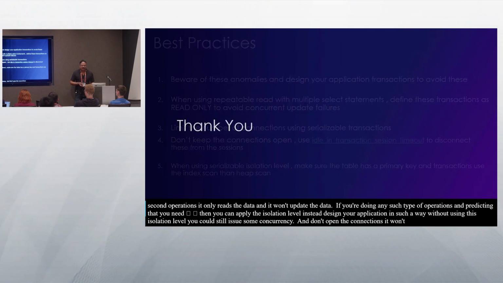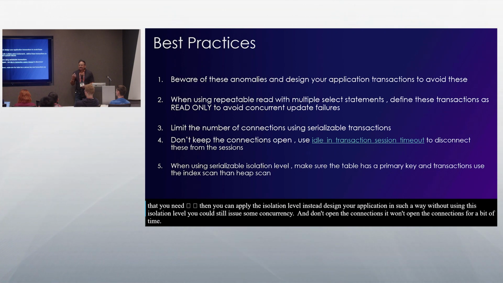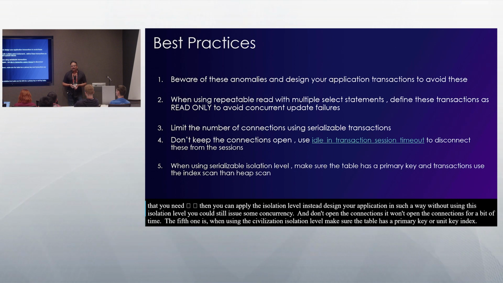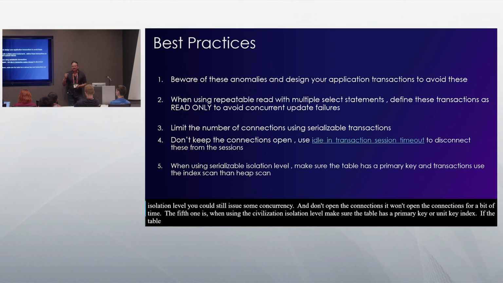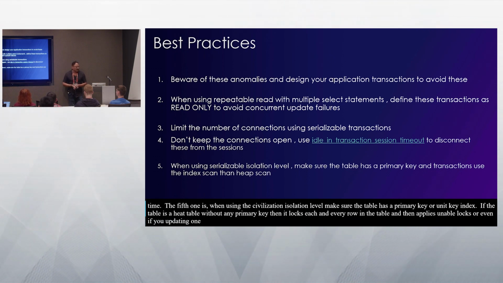And the fifth one is, when using the serializable isolation level, make sure that the table has a primary key or a unique index. Why? Because if the table is purely a heap table without any primary key, then it locks each and every row in that table, and then it applies a table lock. So even if you are updating one row, it still locks the rest of the rows, and there you see more blocking. Okay. So pay attention to that when using the serializable isolation level and follow the best practices.